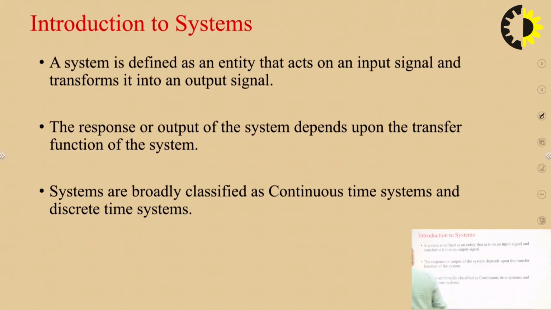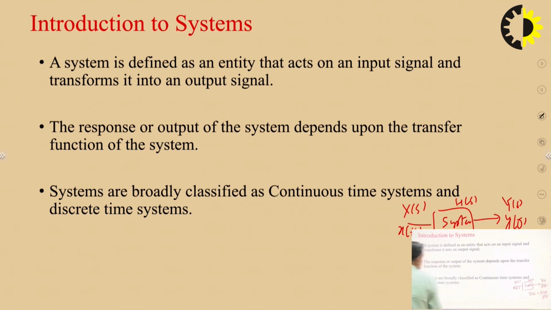Now come to systems. A system is defined as an entity that acts on an input signal and transforms it into an output signal. Like here, if we have an input signal x(t) and we want this output signal y(t), then we pass it through a system. The response or output of the system depends upon the transfer function of the system. If we represent it in the frequency domain, this is X(s), this is Y(s), and this will become H(s). So Y(s) equals X(s) times H(s).